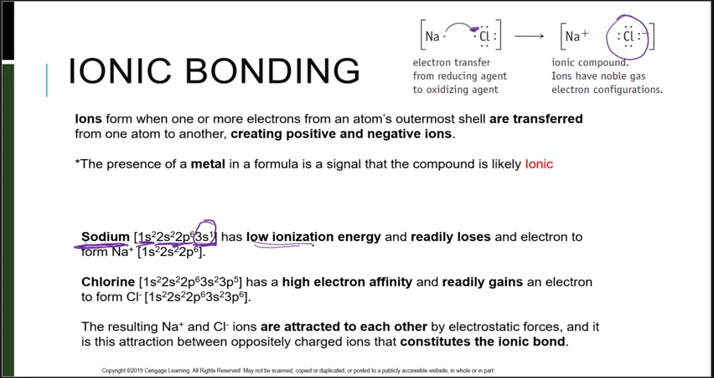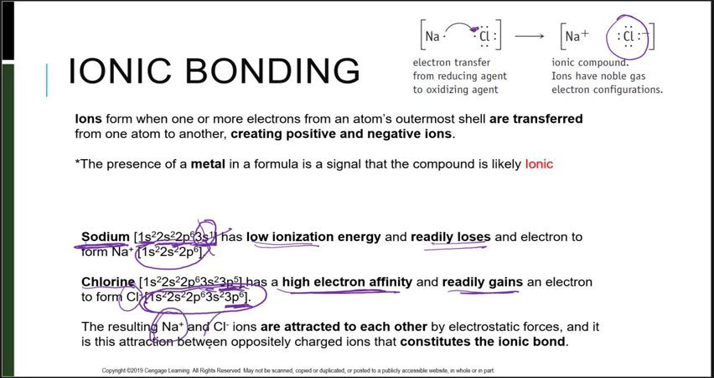It has a low ionization energy, and it will readily lose an electron to become 1s2, 2s2, 2p6, which is the noble gas configuration of neon. So it will lose that 1 electron. Chlorine, if you look at its electron configuration, it's number 17 in the 3rd energy level, 1s2, 2s2, 2p6, 3s2, 3p5. It has a high electron affinity, and it will readily gain an electron to form Cl-. If you look at this electron configuration, it now has a full p shell, and it is acting like argon.